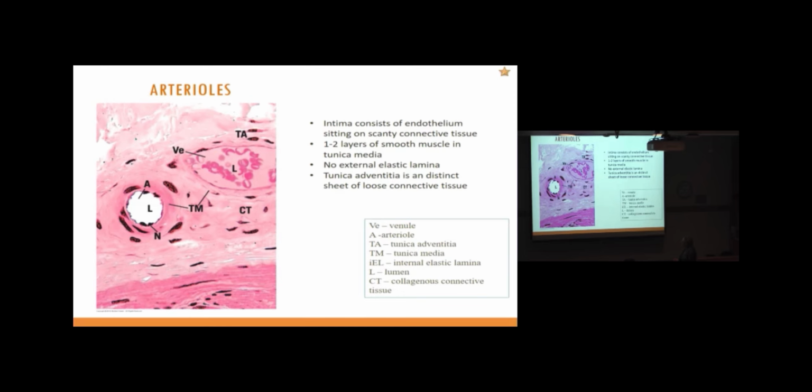So here's a cross-section of an arteriole. So the lumen, of course, the endothelial nuclei, they're sort of popping into the lumen. Again, that's a very typical appearance.